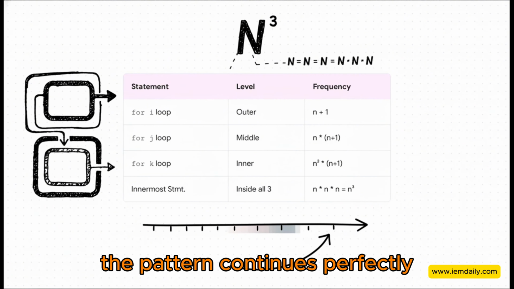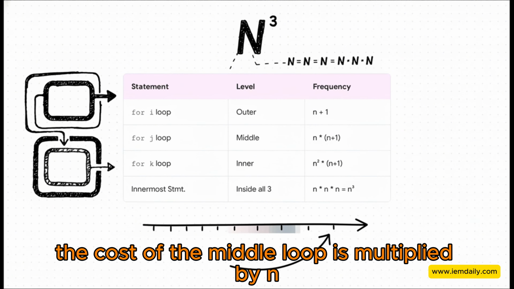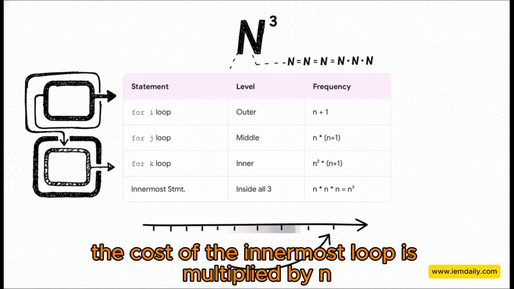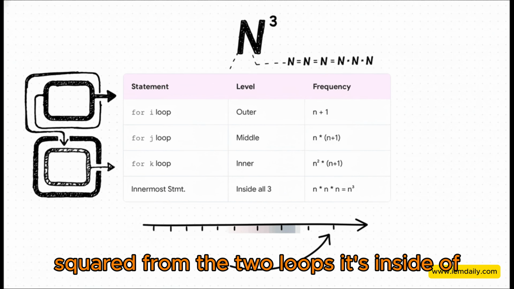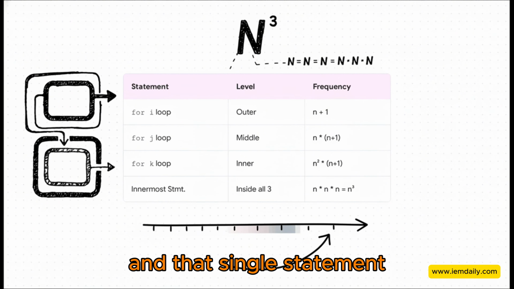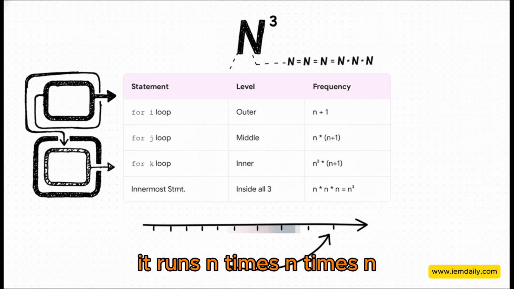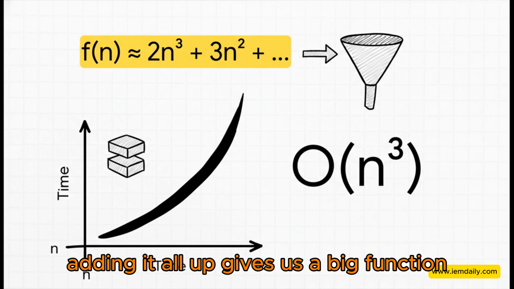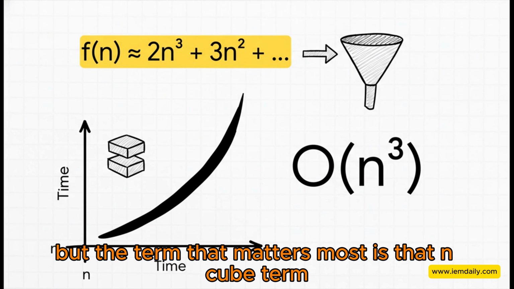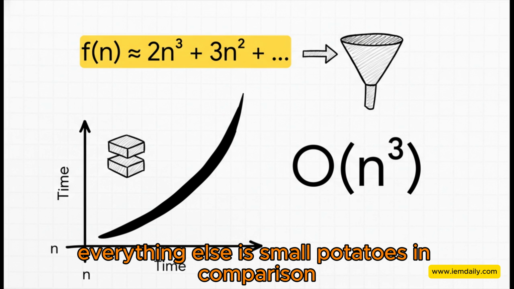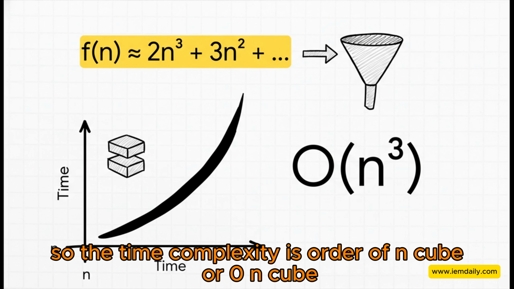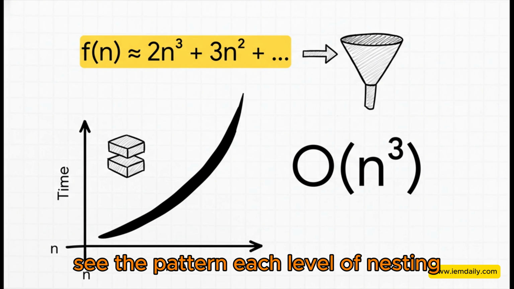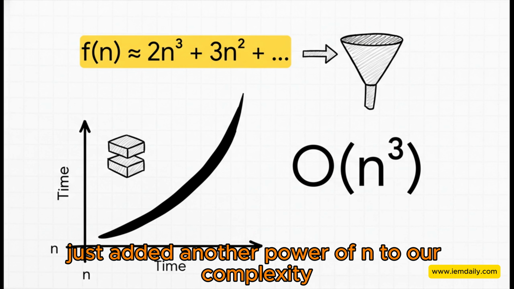The pattern continues perfectly. The cost of the middle loop is multiplied by n from the outer loop. The cost of the innermost loop is multiplied by n squared from the 2 loops it's inside of. And that single statement tucked away in the very center, it runs n times n times n, giving it a grand total frequency of n cubed. Adding it all up gives us a big function, but the term that matters most is that n cubed term. Everything else is small potatoes in comparison. So the time complexity is order of n cubed, or O of n cubed. See the pattern? Each level of nesting just added another power of n to our complexity.